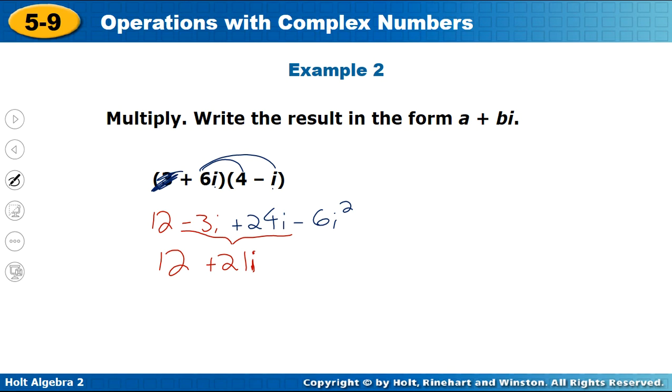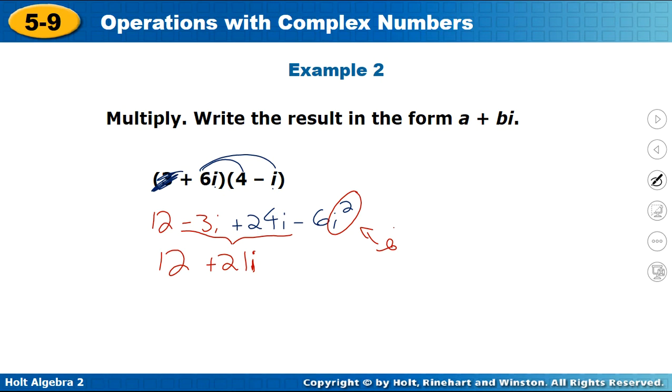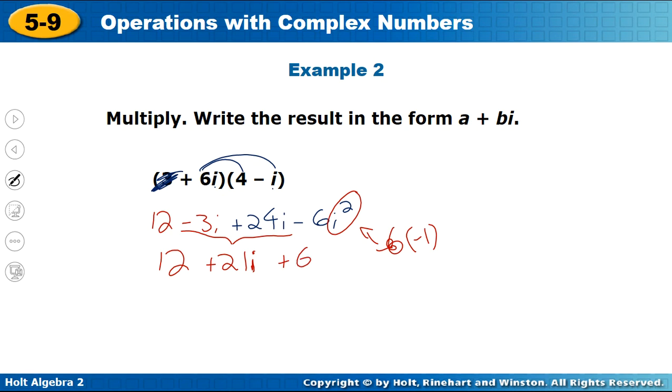Alright? And then the last thing is we have to remember i squared is equal to negative 1. So don't forget that this is really negative 6 times negative 1, which is a positive 6. Okay, and then I actually have more like terms I can combine. Right now the 12 and the 6 I can combine, which would make 18. So 18 plus 21i is our final answer there.